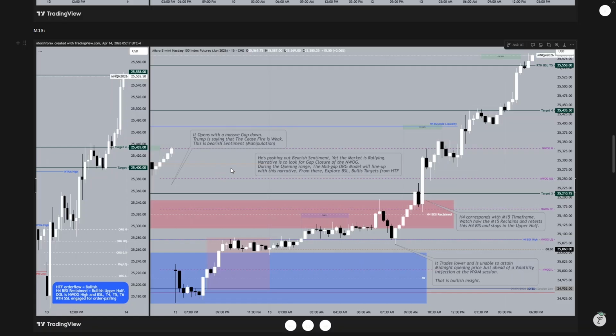I saw Trump talking just ahead of the New York Open, and it was very bearish for stocks based on what he said concerning the ceasefire. But still, we saw all of this resisting that sentiment and moving higher. So this is clearly a Judas swing right here for the session. This is for order pairing, and price is moving against the sentiment.